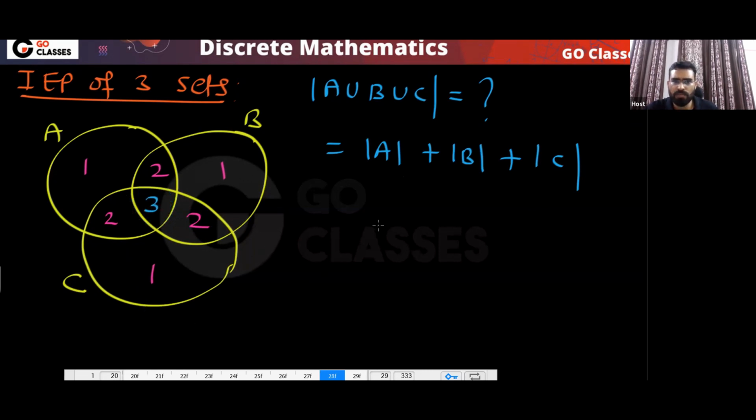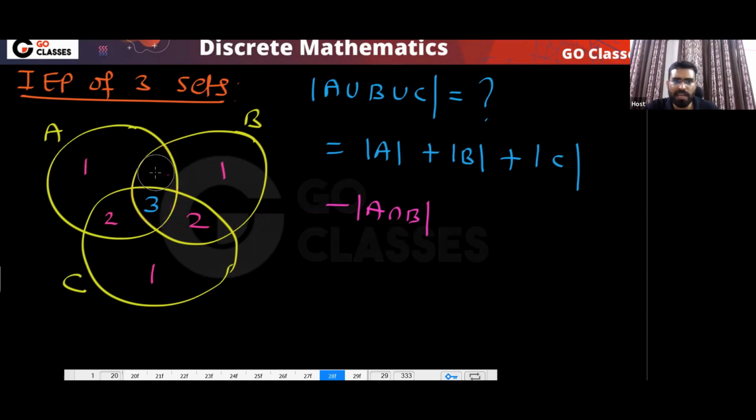Now what will I do? Now I will remove. Let me remove this intersection area, means let me remove the area in A intersection B. Let me remove this area, A intersection B area. Now when I remove these elements, A intersection B is this area.